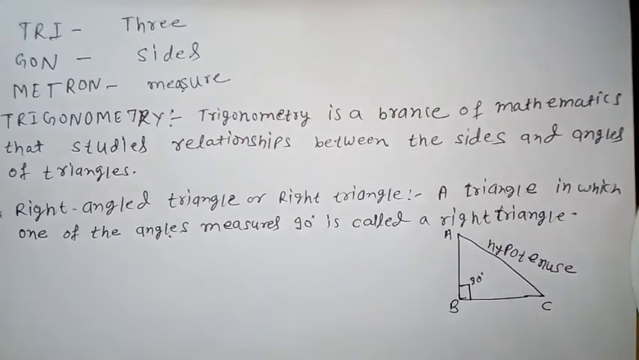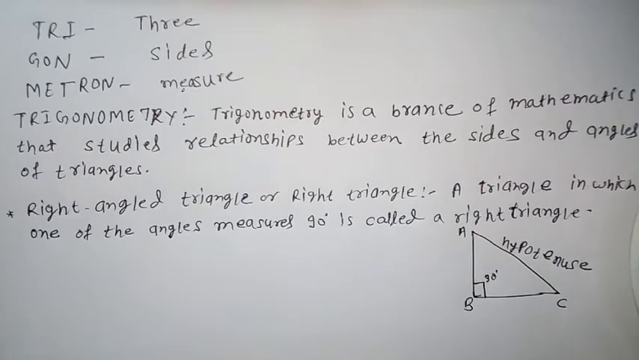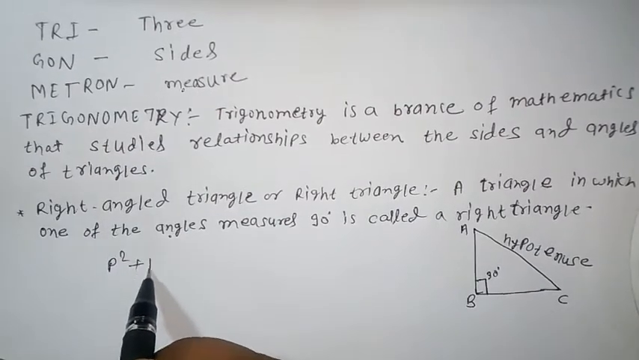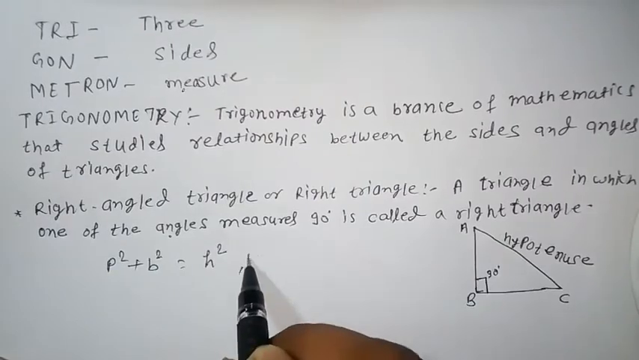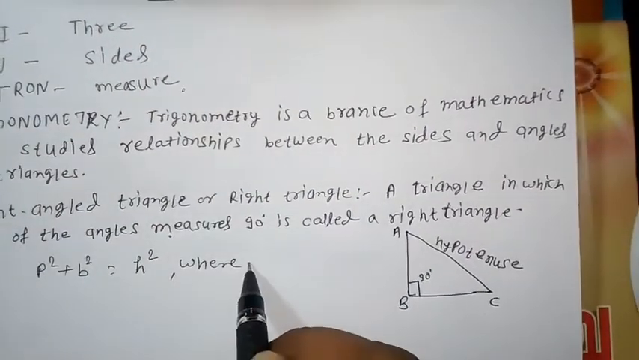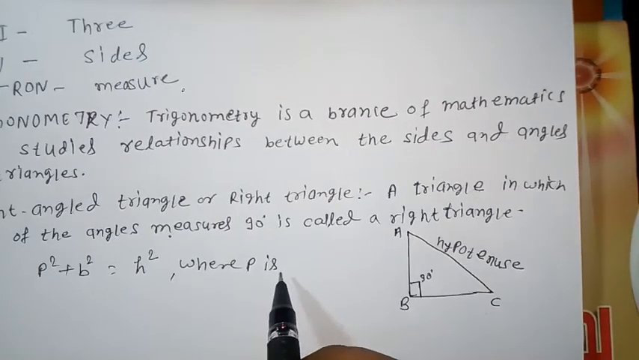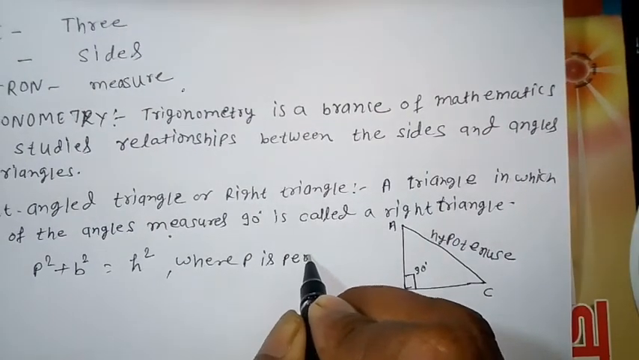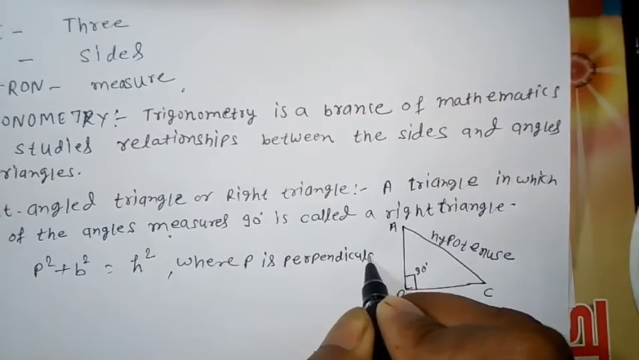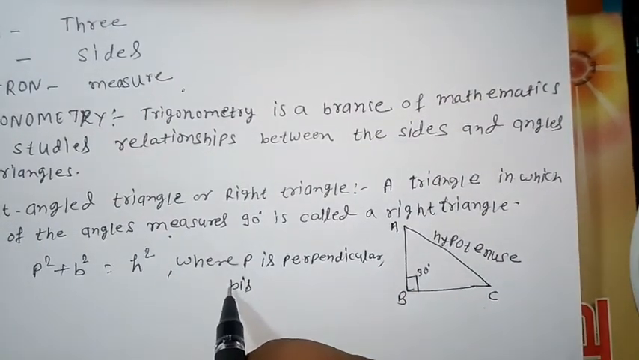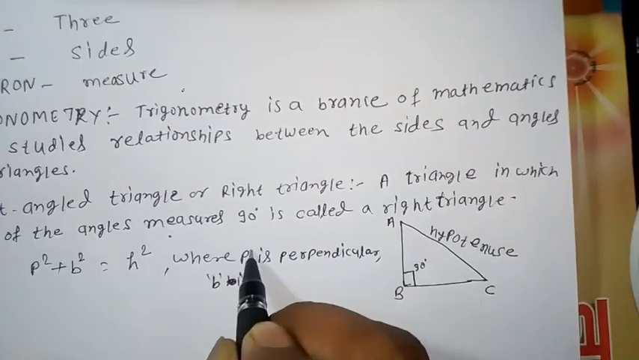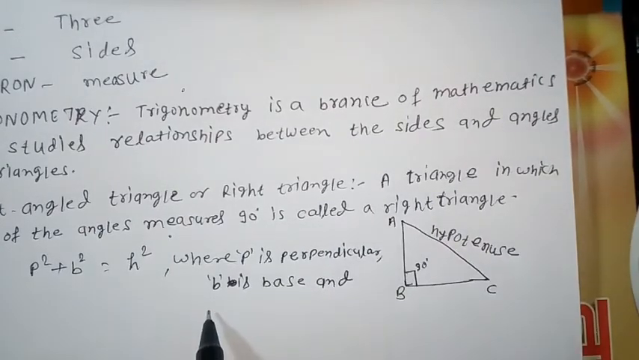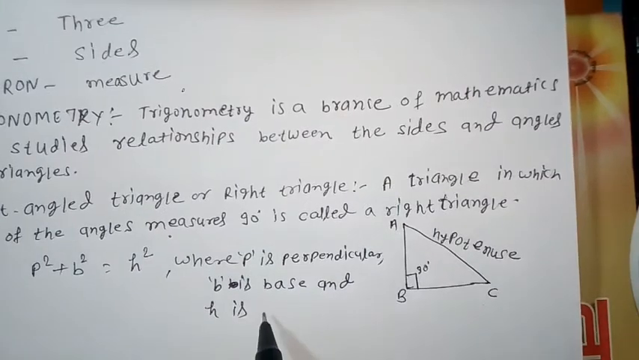Now, with Pythagoras theorem, P square plus B square is equal to H square, where P is perpendicular, B is base, and H stands for hypotenuse.